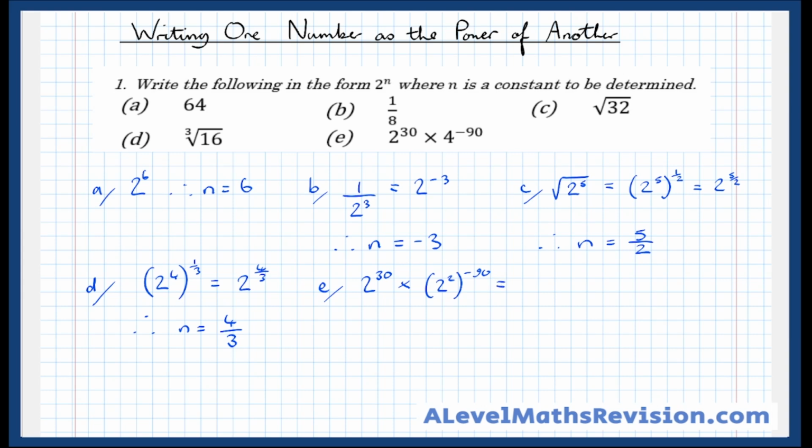And we know the rule is to multiply the powers when they're in brackets like that. One outside the bracket, one inside the bracket. So that becomes 2 to the 30 times 2 to the minus 180, which is equal to, and now we add the powers, 2 to the power of minus 150, which is minus 180 plus 30. Therefore, n equals minus 150 in this case.